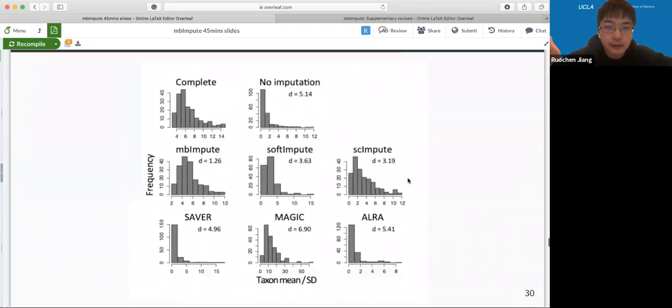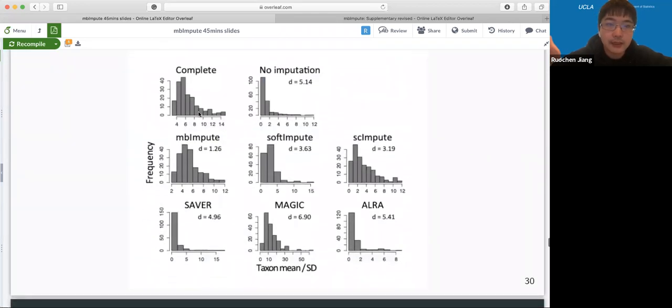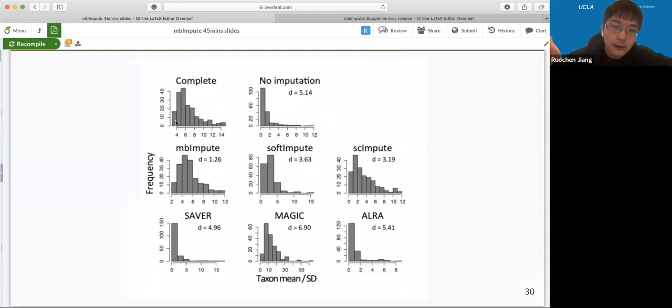Then to further evaluate the imputation accuracy, I look at the taxon mean divided by taxon standard deviation. This is the complete data simulated. After I introduce zeros, the taxon mean divided by standard deviation looks something like this. And after our imputation method, the shape looks like this. And those are for the other methods. We can see that our method is most similar to the complete data.